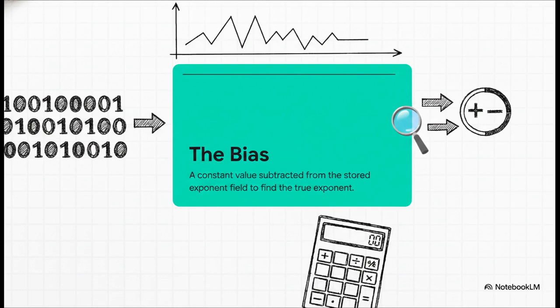So for your exam, you've got to remember this. Extracting the true exponent is always the very first thing you do on your scratch paper. You take that stored number and you subtract the bias. You simply cannot do the math using the biased exponent. You must find the true value first.